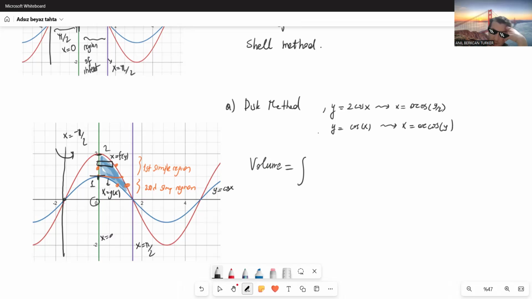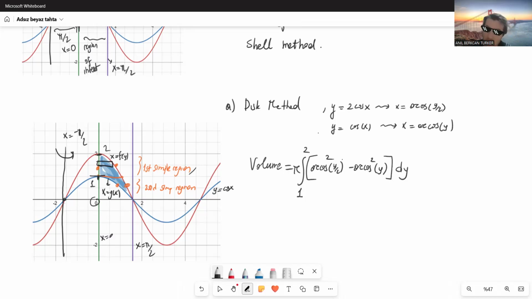So in the first integral, the first simple region that I've written here, from 1 to 2, I'm talking about y's, and the upper one is 2 cosine x, or here x equals arc cosine of y over 2. So arc cosine of y over 2 minus arc cosine y, no, not like that, squared, pi dy.